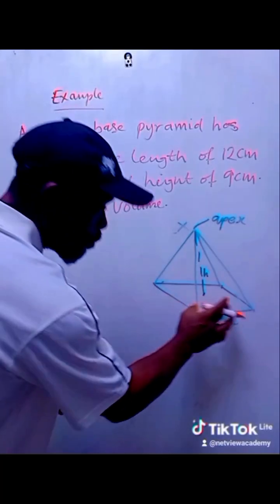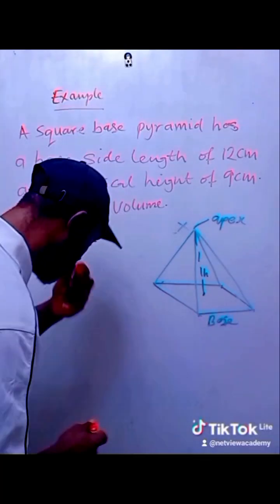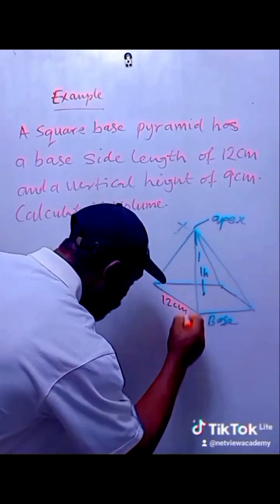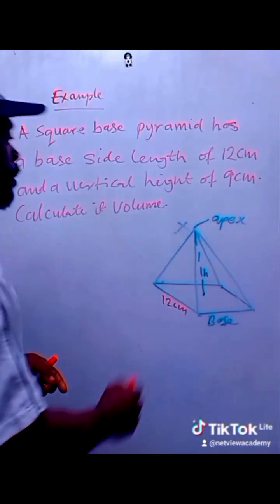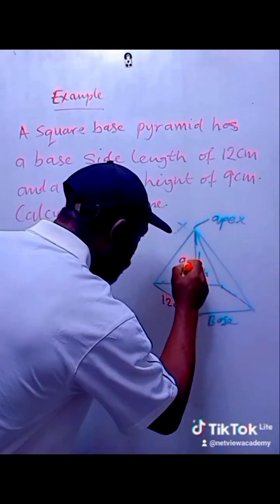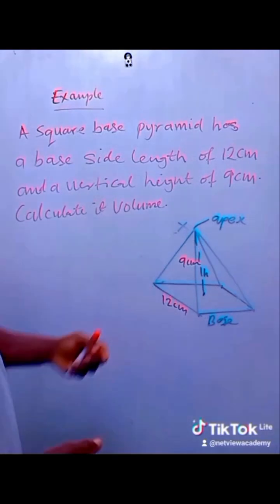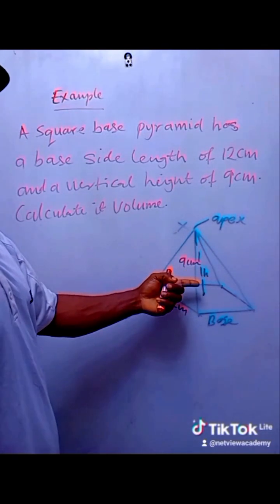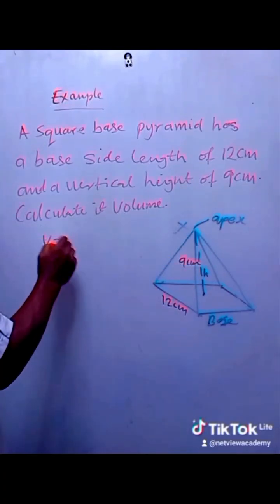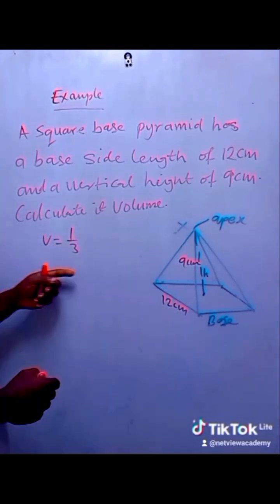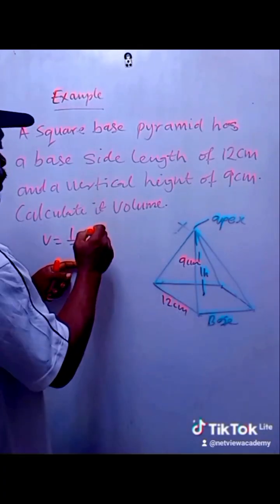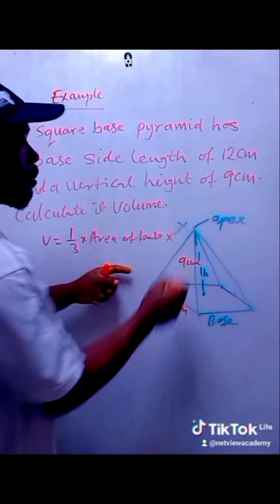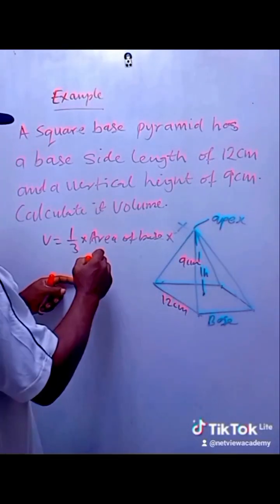So let this be the base of the pyramid. This is a square. So let the length of this square be 12 centimeters. And let the height of the pyramid be 9 centimeters. Therefore, the question says we should calculate the volume of the pyramid. The volume of a pyramid is equal to 1 over 3 multiplied by the area of the base multiplied by the perpendicular height of the pyramid.